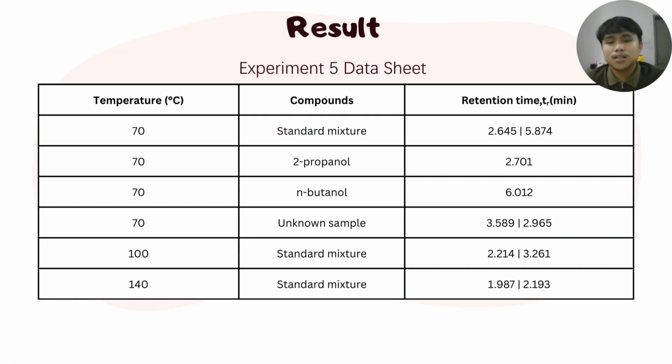So here is the result for experiment 5. So this table shows the retention times obtained at different temperatures. At 70 degrees Celsius, the standard mixture produced two peaks at 2.645 and 5.874 minutes. Individual injections show that 2-propanol eluted earlier than N-butanol. As temperature increased to 100 and 140 degrees Celsius, the retention times become shorter.